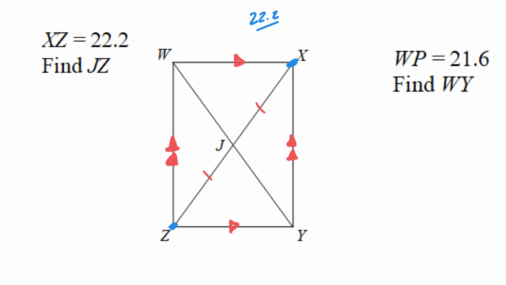22.2 is going to be divided into equal halves. So those equal halves are going to be 11.1. So we have a measure of 11.1 and 11.1. So when it asked me for the measure of J to Z, this segment here, we know that this is 11.1. Whatever unit of measurement we're discussing.